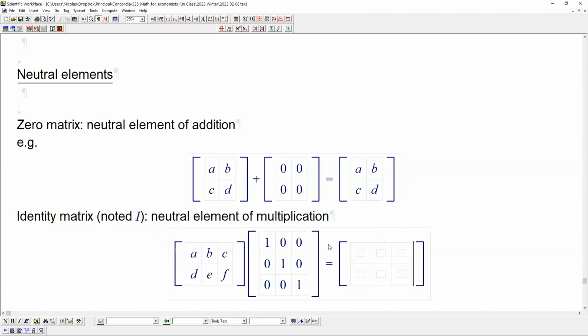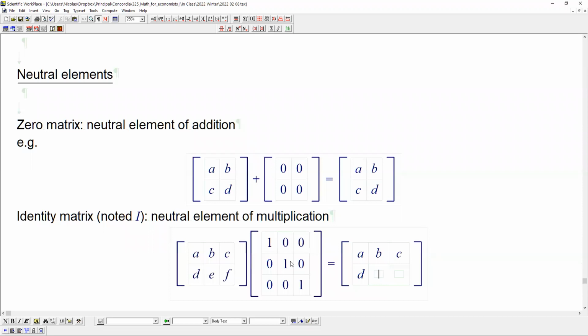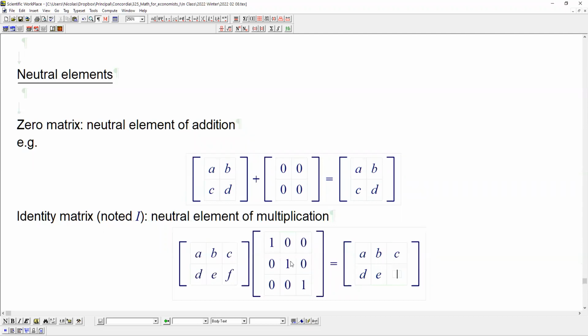So the first element would be simply A times 1 plus B times 0, C times 0, so I get A. Then A times 0 plus B times 1 plus C times 0, so I get B. And here, A times 0 plus B times 0 plus C times 1, so I get C. Same thing for the second row: D times 1, I get D, plus E times 0, F times 0.